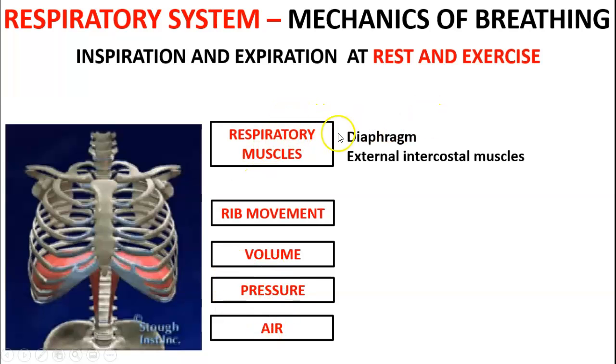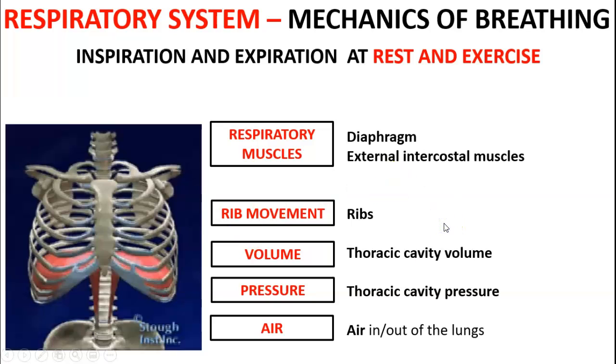Okay, so if we have a look down to here, we're talking about respiratory muscles, the diaphragm and external intercostal muscles. Then we're talking about the ribs, thoracic cavity volume, thoracic cavity pressure, and the air, and whether it goes in or out of the lungs. To put that in a little bit more context for you without giving you the answers, it all starts in terms of the process of inspiration or expiration, the breathing in of air or the breathing out of air.